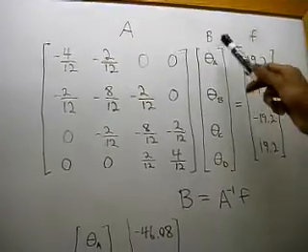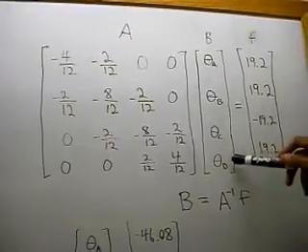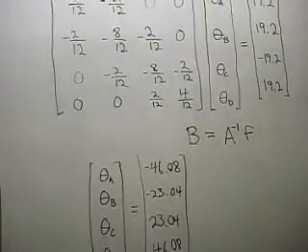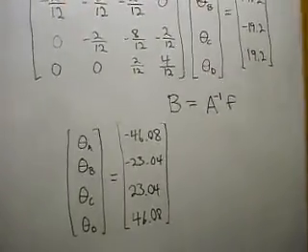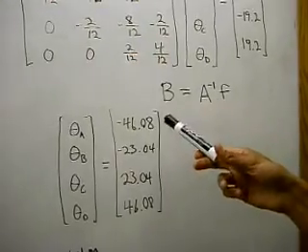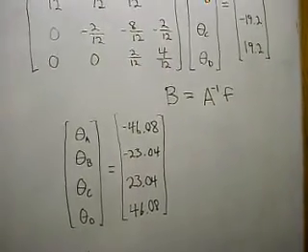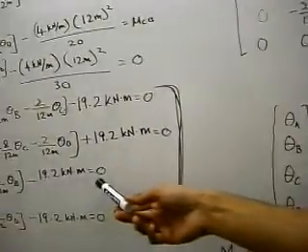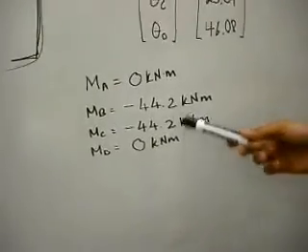So to find theta A, theta B, theta C, and theta D, we use A inverse times F, and we did this using MATLAB, from which we got these values. Plugging these values back into these equations, we can get moments at A, B, C, and D.